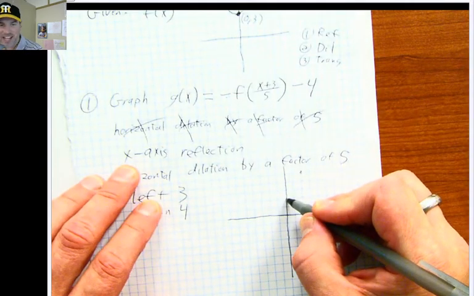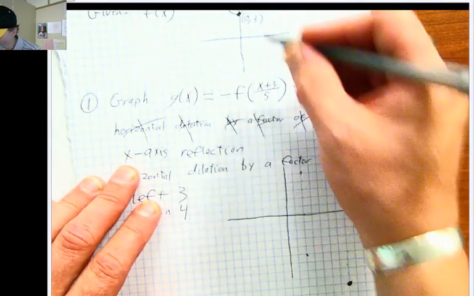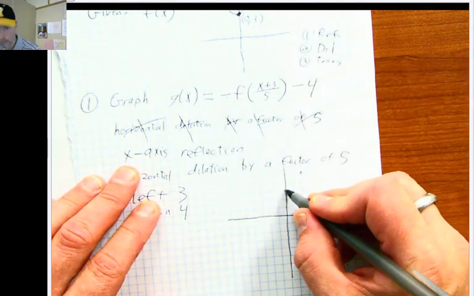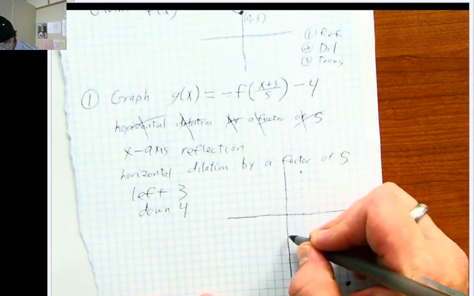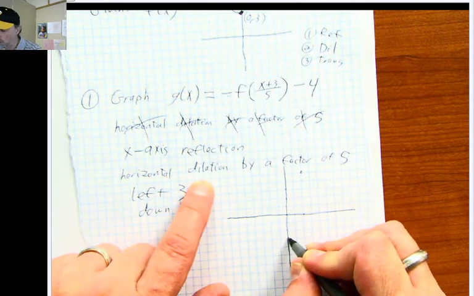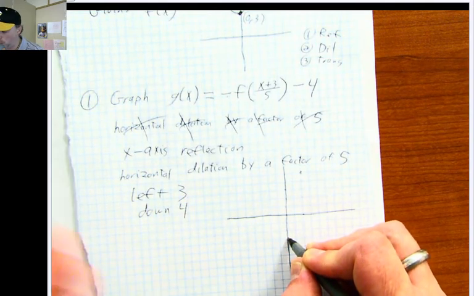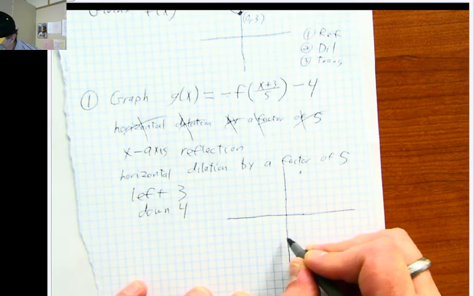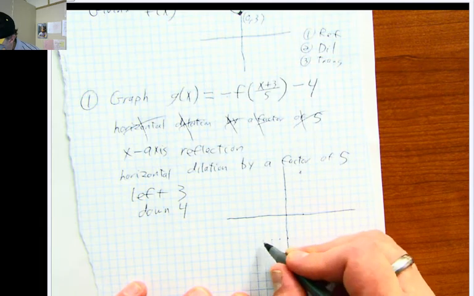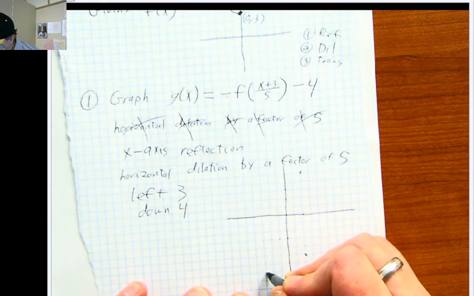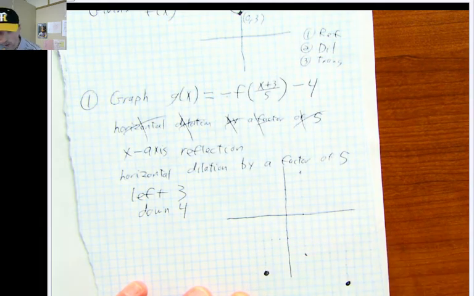That's confusing. Okay, second coordinate, 0, 3. First, I do an x-axis reflection. Oh wait, 0, 3. That's up 0, 3. I do an x-axis reflection. That would go down here. Then a horizontal dilation by a factor of 5. That means you're multiplying the x-coordinate by 5, but it's already at 0, so no multiplying needed. Then I go left 3 and down 4, and I end up here.